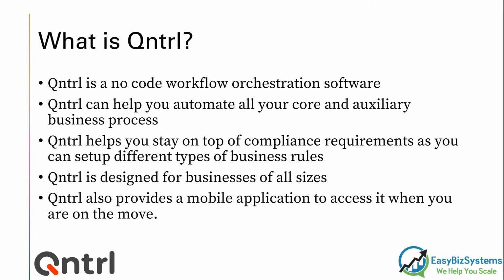The next thing is Qntrl can help you automate all your core and also auxiliary business processes. Whether it's your core business process or an auxiliary supporting business process, you can automate it with Qntrl. Qntrl also helps you stay on top of compliance requirements, as you can set up different types of business rules. For example, if a particular process runs for a longer time, or if a particular task is pending for many months, then you probably have to do something else, right? Those kinds of rules you can set up so that you can stay on track with your compliance requirements.